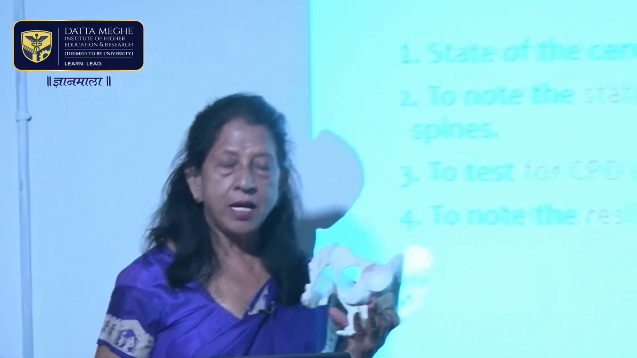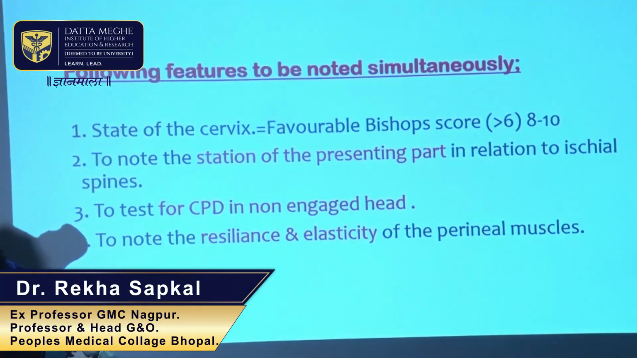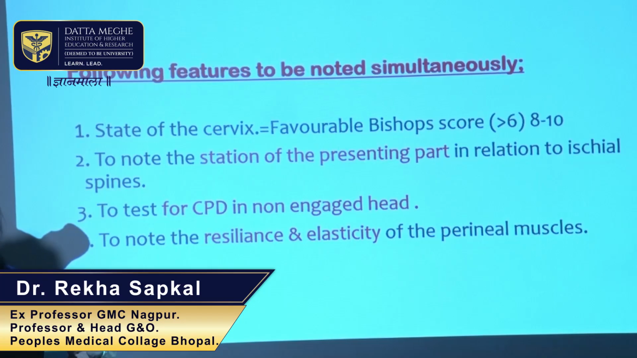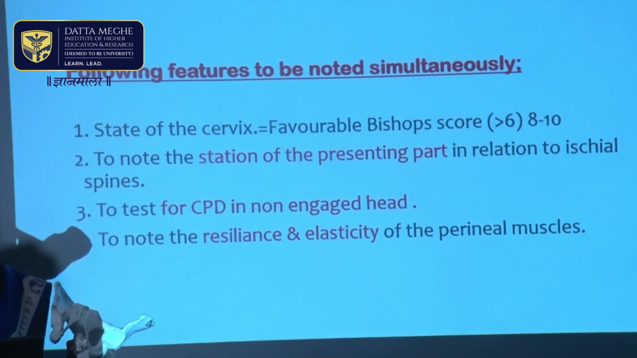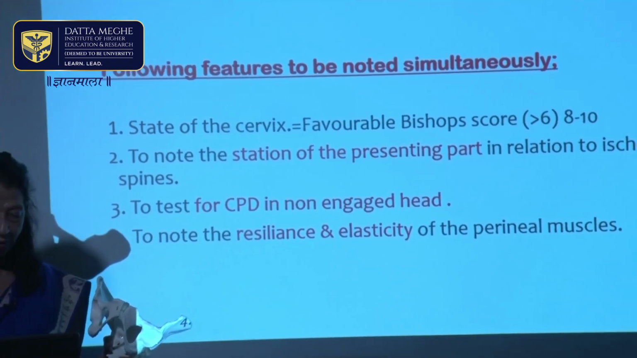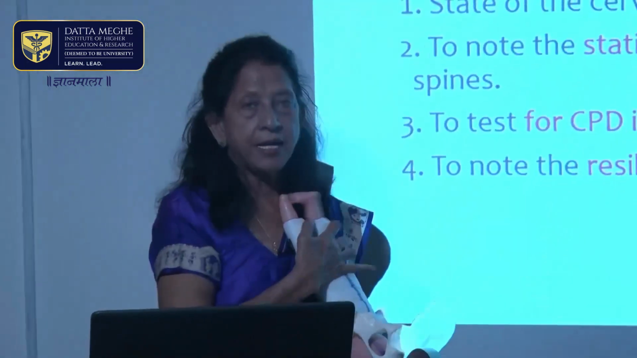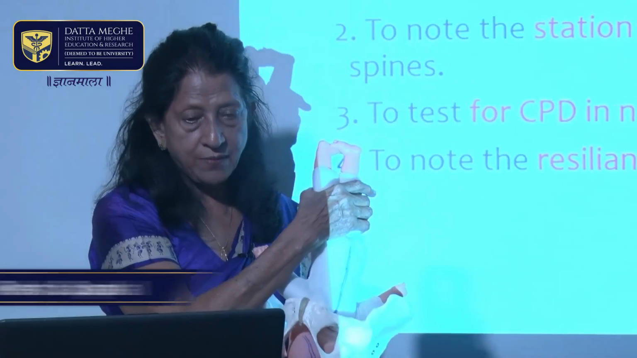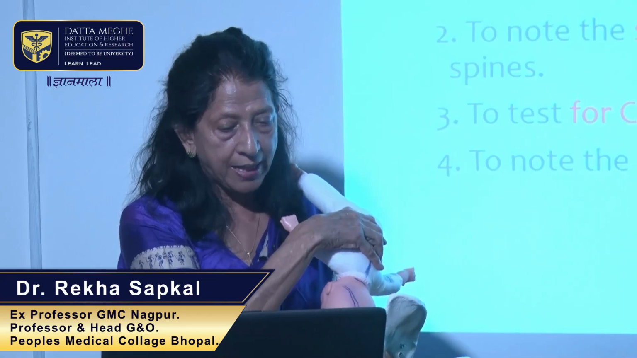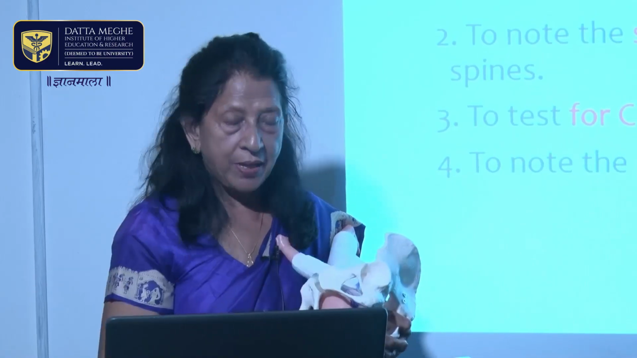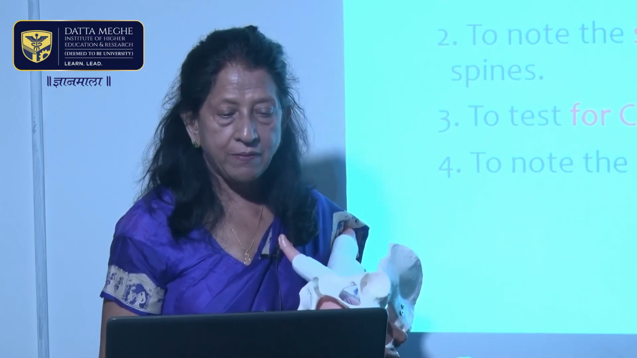Simultaneously, while I am doing pelvic assessment, I will assess the cervix also. The Bishop score of the cervix should be more than 6. There are certain points we will learn later on. It should be at least 8 to 10; 10 is a very good score. Then the station of the presenting part, when it is descending into the pelvic cavity. Then next we assess the CPD if the head is floating, and the elasticity of the perineal muscles. So, these are a few additional points we must note down while doing pelvic assessment.